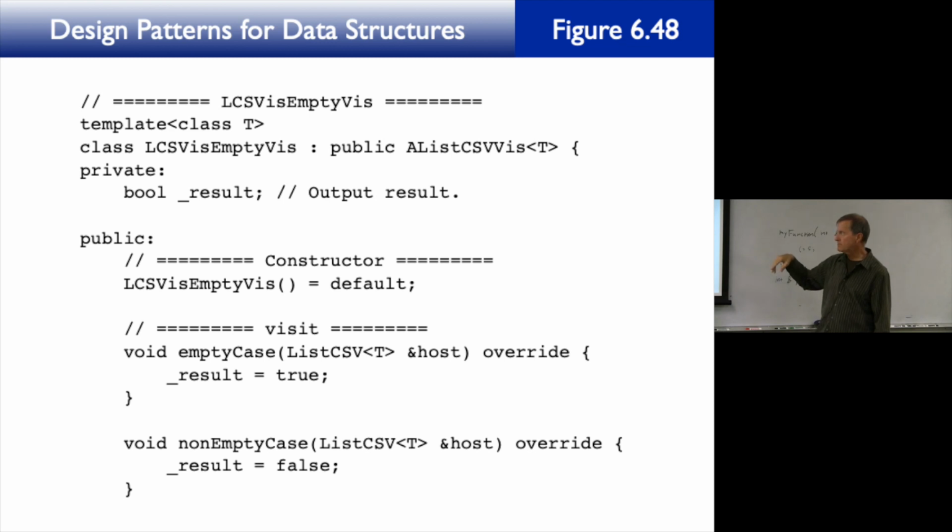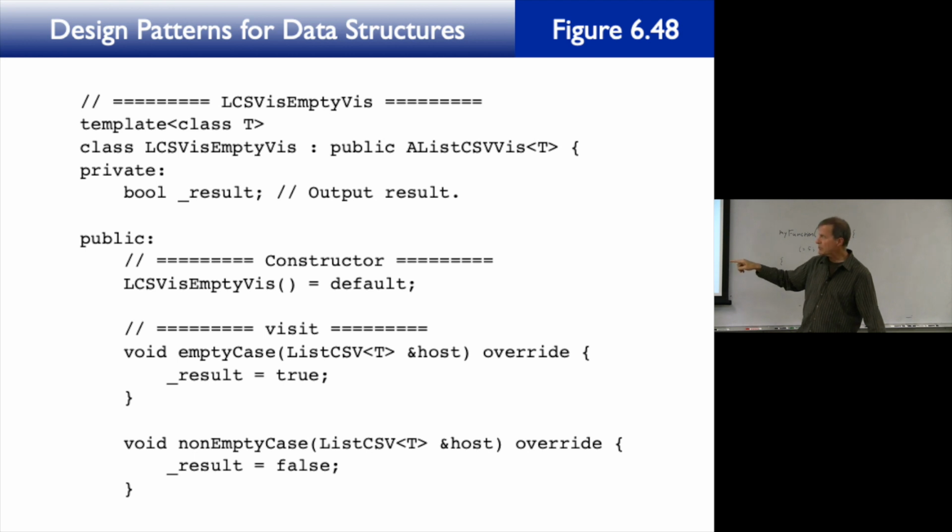And now the constructor doesn't have to do anything for the visitor, because all it needs access to is the list. It doesn't need access to any other input. All right. So the constructor doesn't do anything. And look, the empty case does underscore result gets true, and the non-empty case does underscore result gets false.